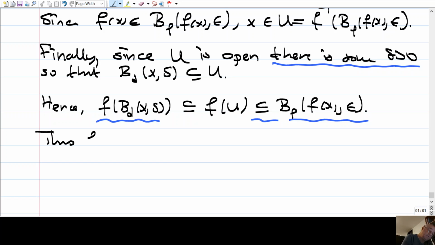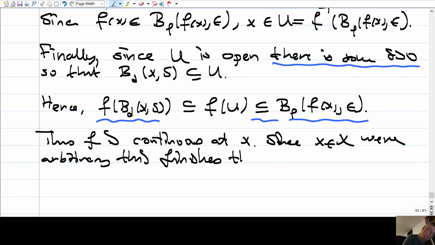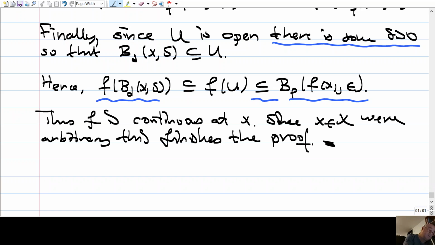Thus, f is continuous at x. But x was arbitrary, right? Since x was arbitrary, this finishes the proof. Do you have any questions so far?